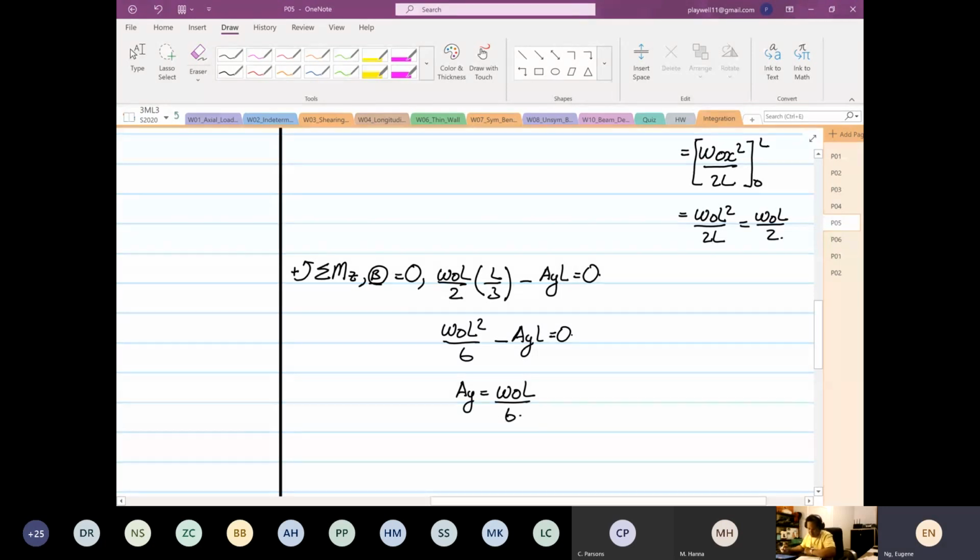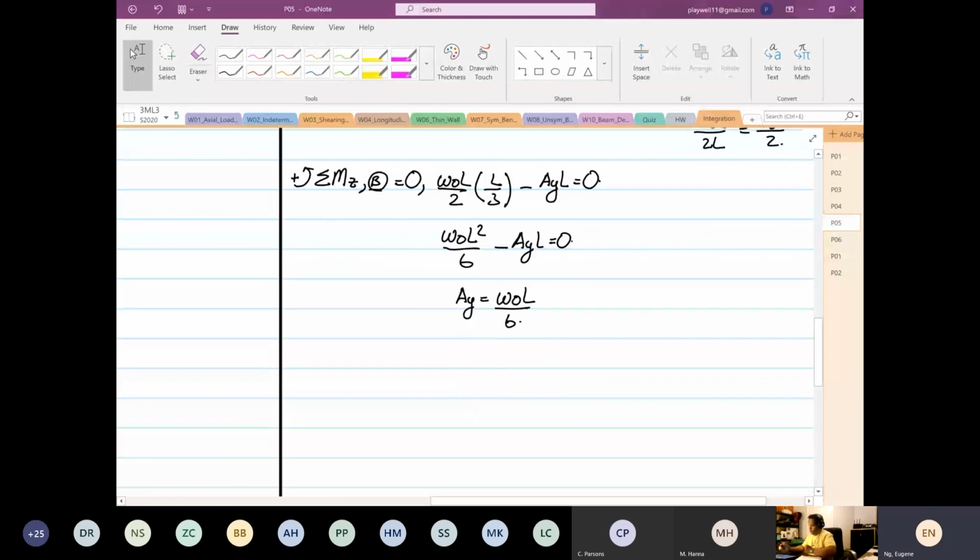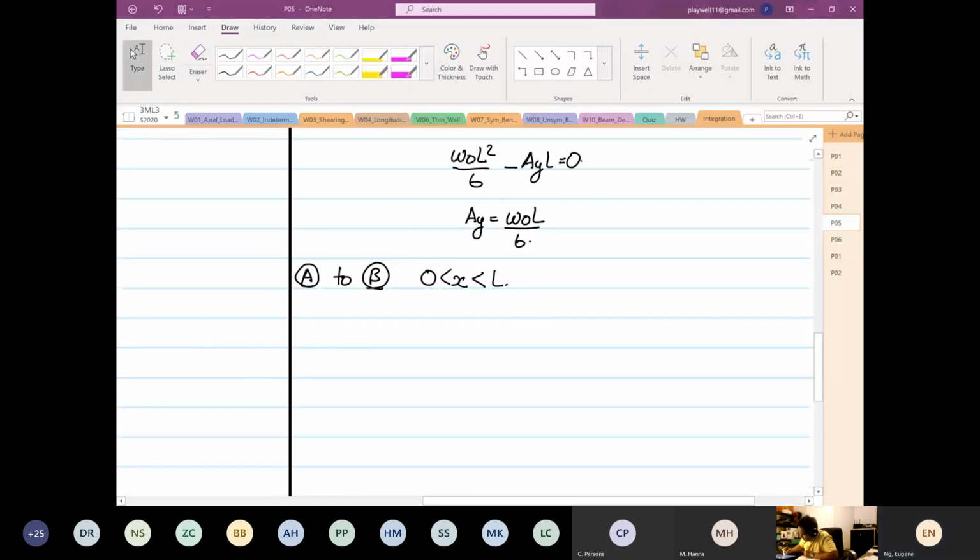Then you use positive shear and positive bending moment. You write from point A to point B, x from 0 to L. So this is your point A. That's why you needed to find AY; you don't need to do BY. This is equal to omega naught L over 6. V as a function of x, M as a function of x.